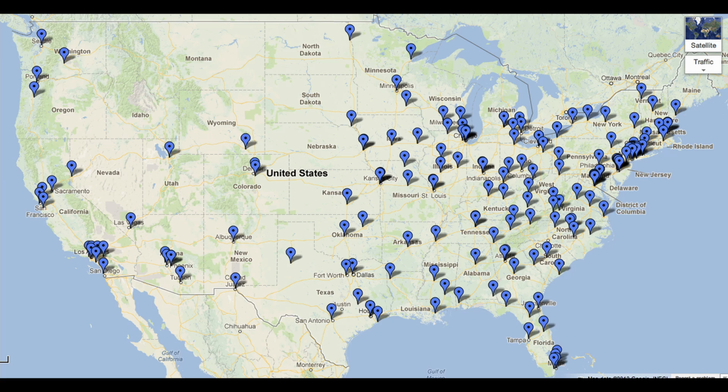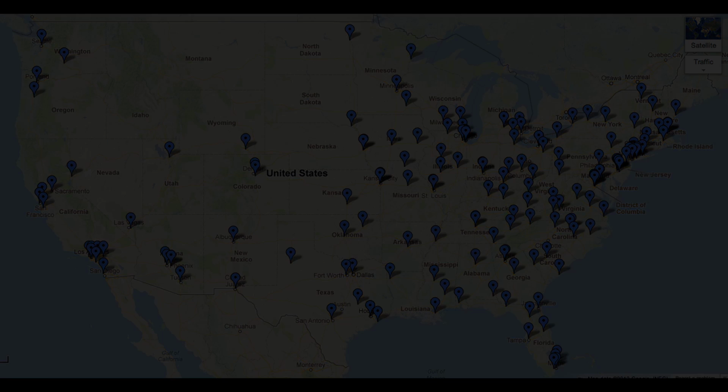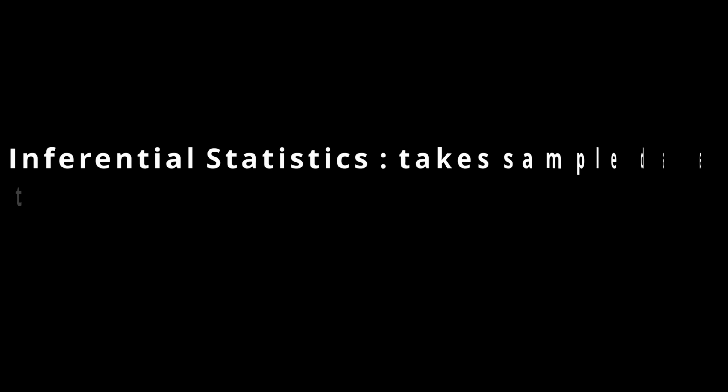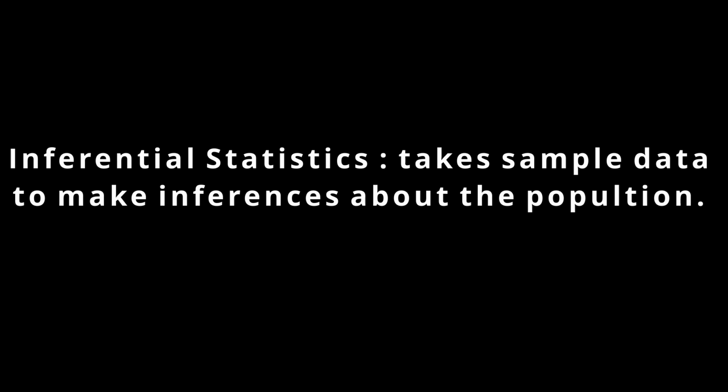There are two main types of statistics that we alluded to at the beginning. Those are inferential and descriptive. Inferential statistics is all about making inferences. Its whole purpose is to take sample data and generalize it to the population level. It's going to be the main thing that we look at in this course.